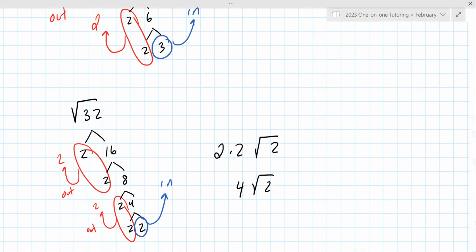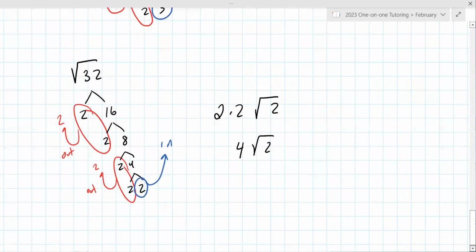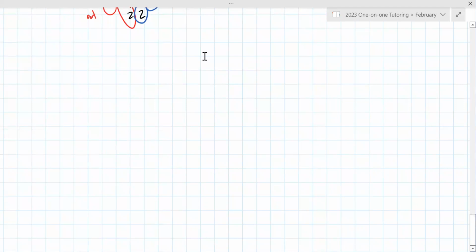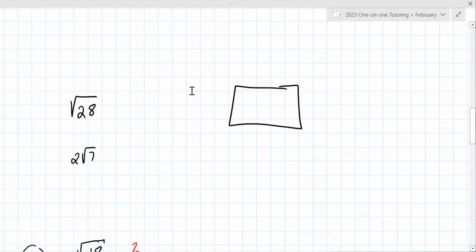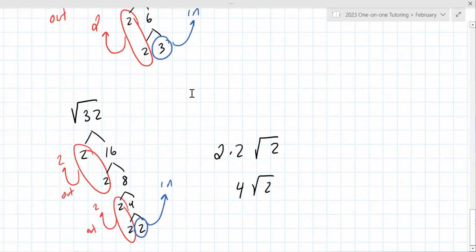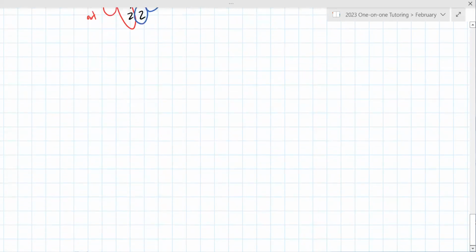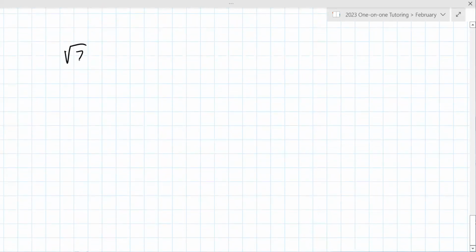Okay, let's do another one here. Let's go. Did we do the square root of 72? We have not. Okay, so here's one for you to try on your own. Square root of 72, please. All right.